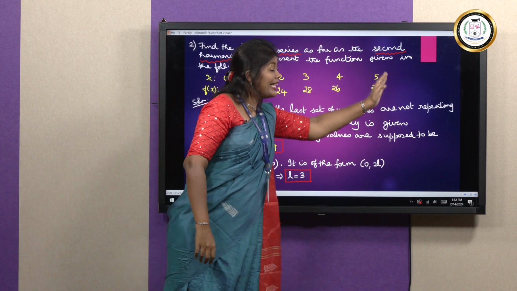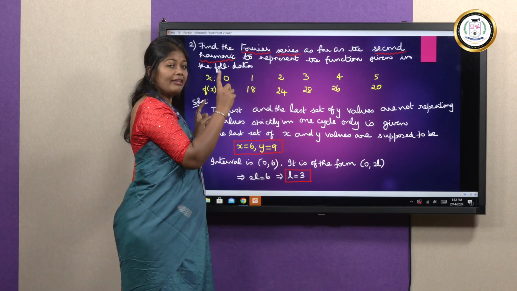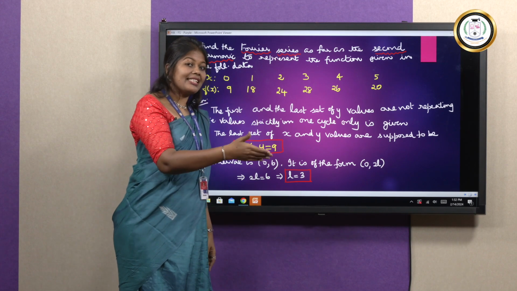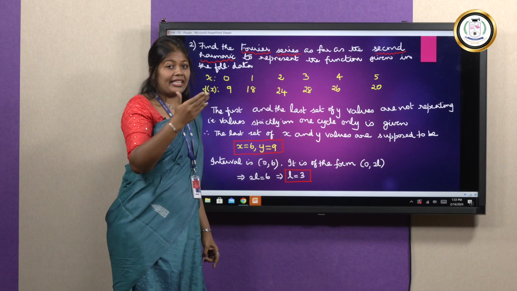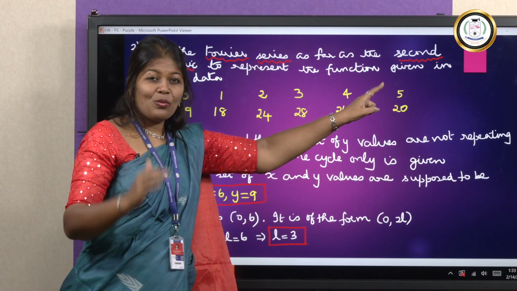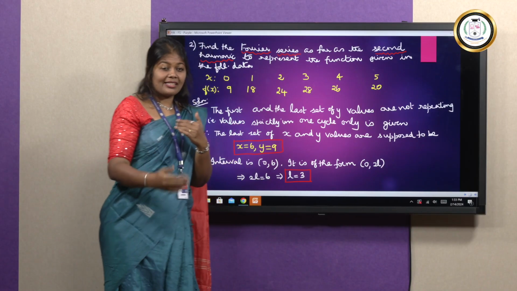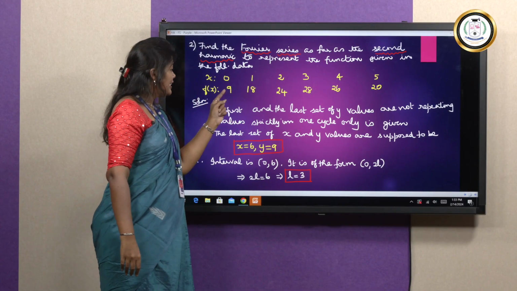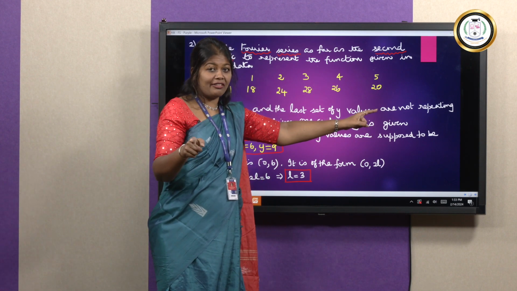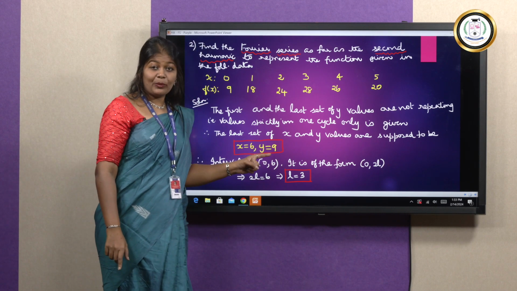I need to find the next set of values. Do you understand? These values are only values in one cycle. If I want to find what L is, I need the next set of values, if I want to find where x is defined in. So for that, if x values are 0, 1, 2, 3, 4, 5, what will be the next value of x? Obviously 6. So the next value of x is 6. What will be the next value of f of x? The first value and the last value we know will repeat because it's a periodic function. Therefore, the last set of values will be x equal to 6 and y equal to 9.